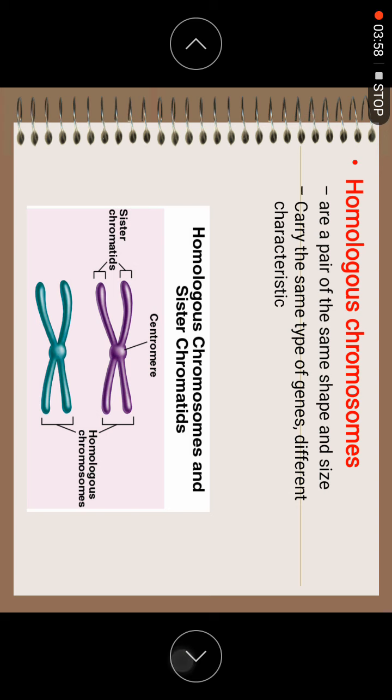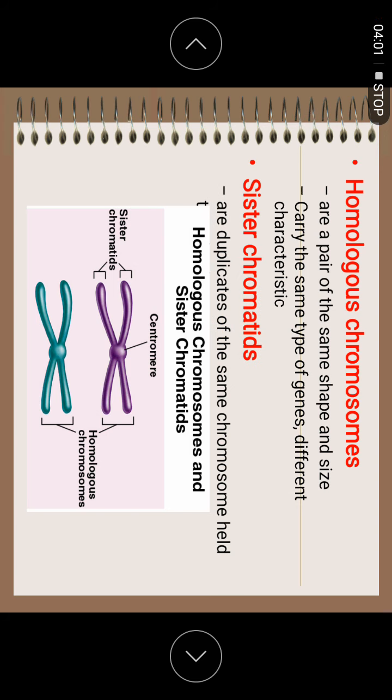They will carry the same type of gene but different characteristics. Different characteristics means if this one carries the gene for the eyes, this one will also carry the gene for the eyes. But this one will carry the gene for blue eyes, and this one carries the gene for brown eyes. Whether you have brown or blue depends on dominance. Which is more dominant, the blue eyes or the brown eyes? If the blue eye is more dominant, that means you have blue eyes. This chromosome will be shown. This one will be kept.